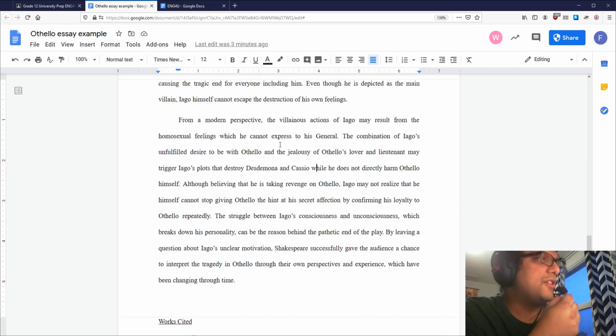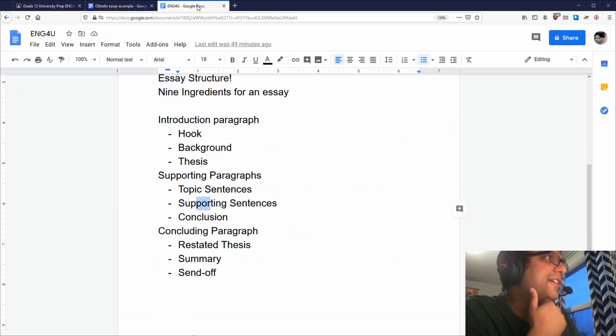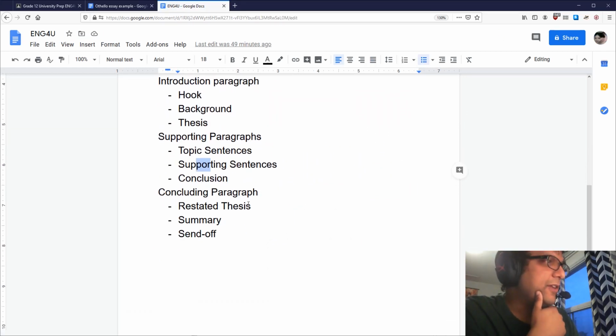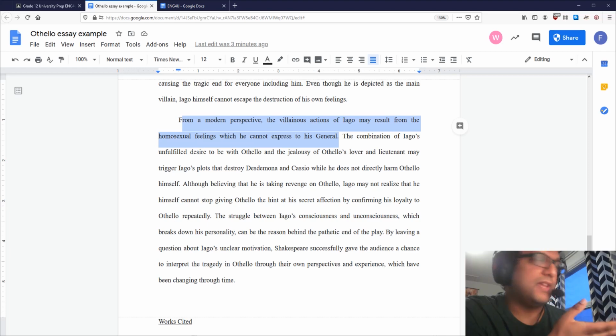So the person started with a restated thesis. From a modern perspective, the villainous actions of Iago may result from the homosexual feelings which he cannot express to his general, right? So that's his restated thesis, or her restated thesis, rather. And that is where the person just repeats what the thesis is, right? So very straightforward there. Then it's the summary, right?